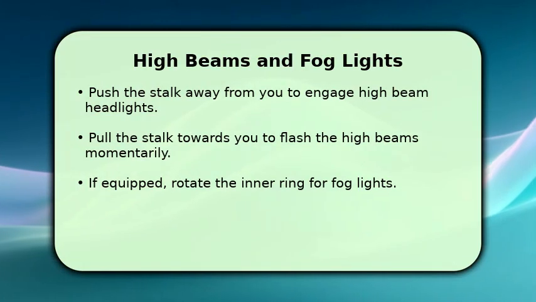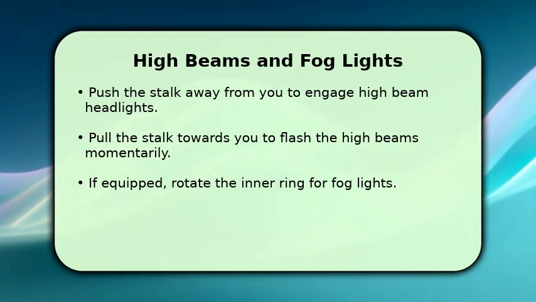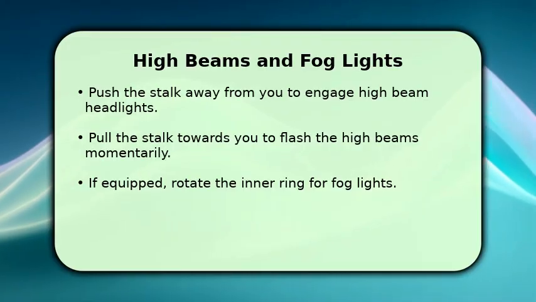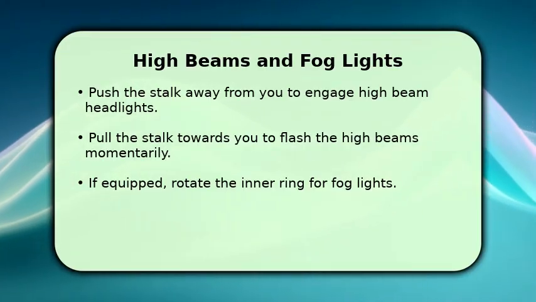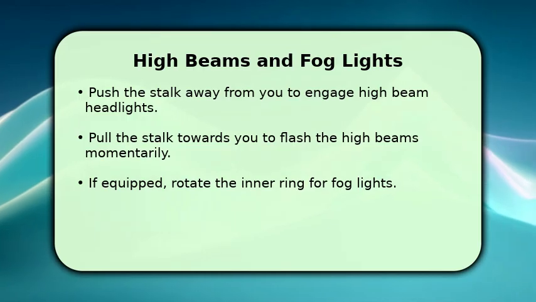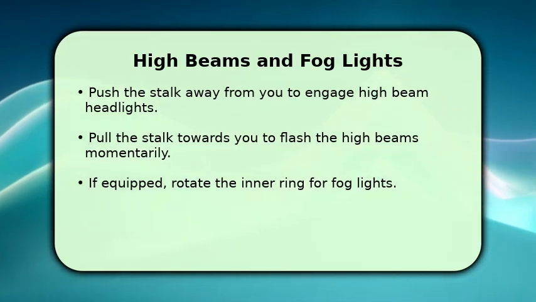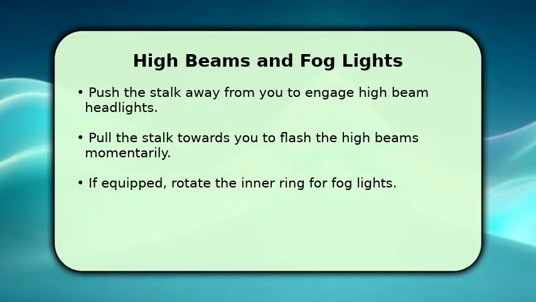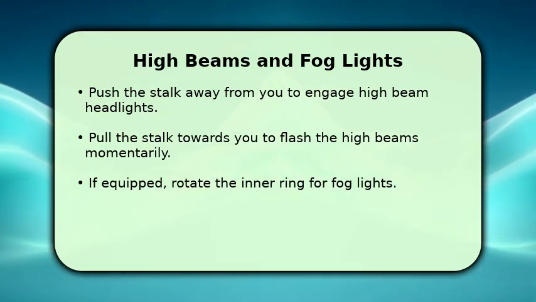For maximum visibility on unlit roads, you can activate your high beam headlights. Simply push the control stalk away from you, towards the dashboard. To momentarily flash your high beams, perhaps to signal another driver, pull the stalk towards you and release it. If your EcoSport is equipped with fog lights, you'll usually find a separate inner ring on the stalk that you can rotate to turn them on.